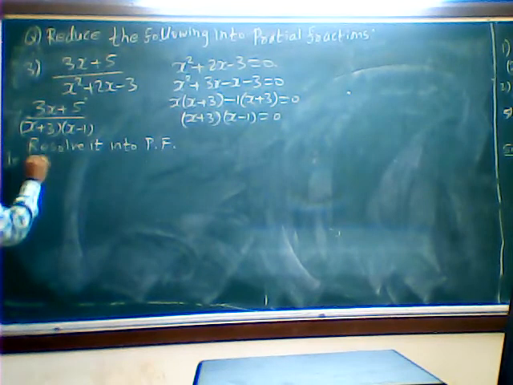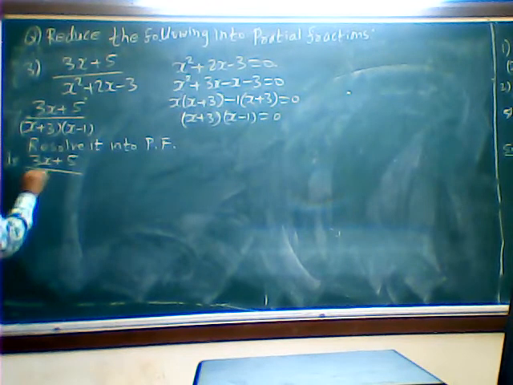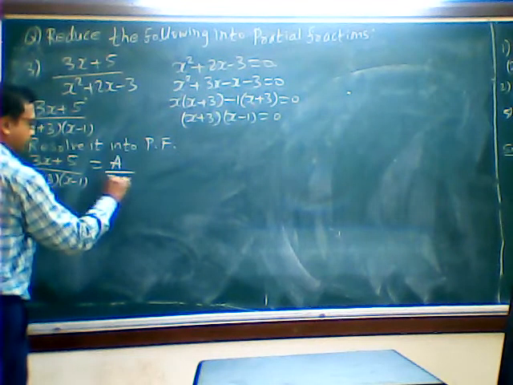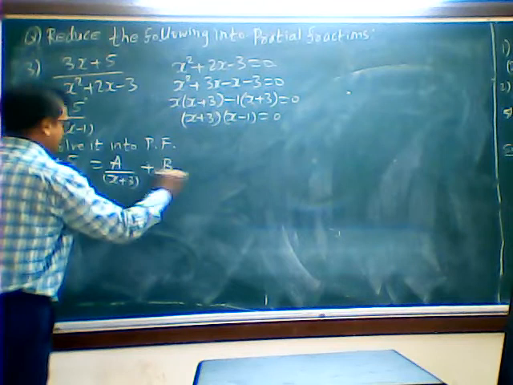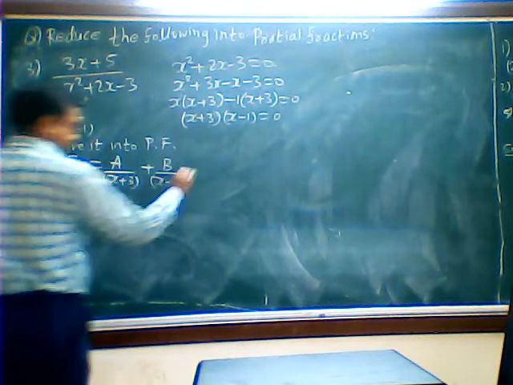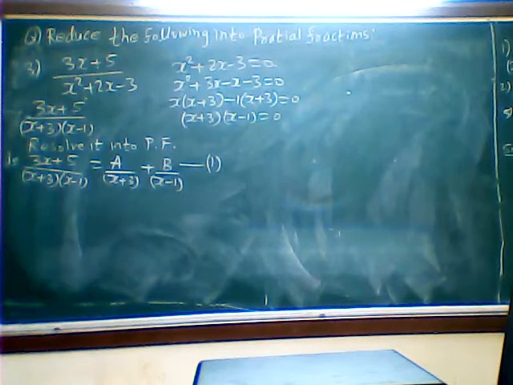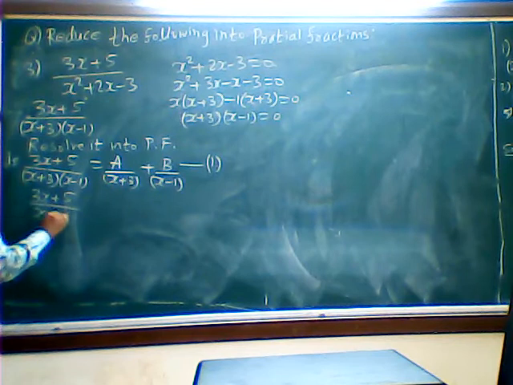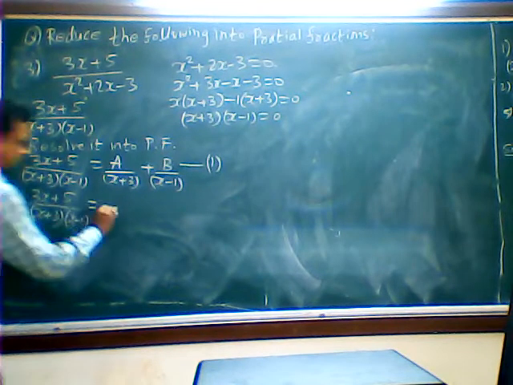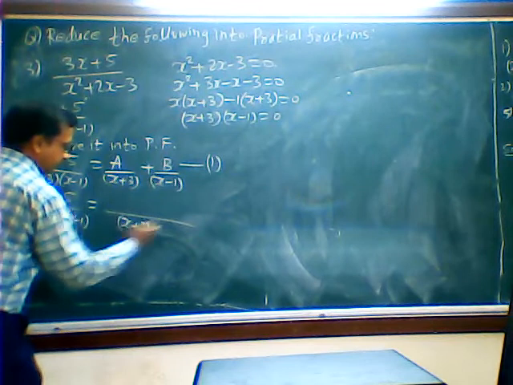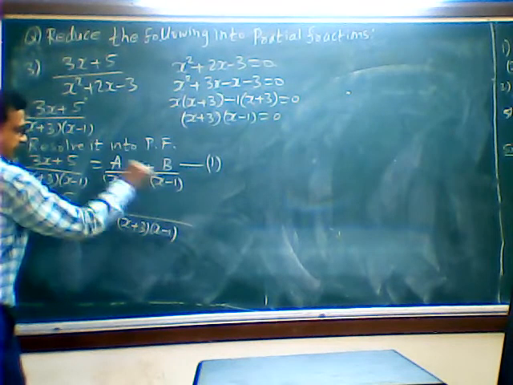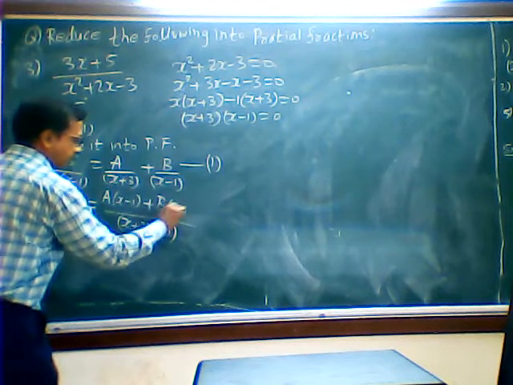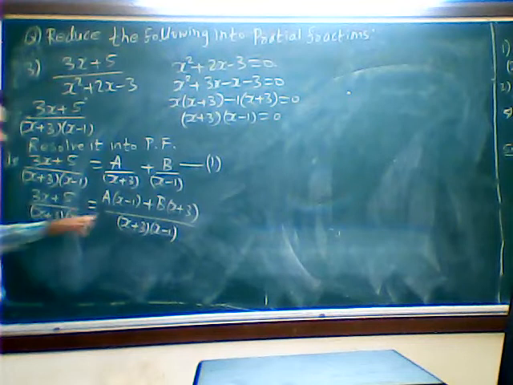Okay, that is 3x plus 5 divided by x plus 3 into x minus 1 is equal to a upon x plus 3 plus b upon x minus 1. This is my equation number 1. So again I take the LCM, the LHS side as it is. LCM is what? x plus 3 into x minus 1. So again this will get cross multiplied, a into x minus 1 plus b into x plus 3.